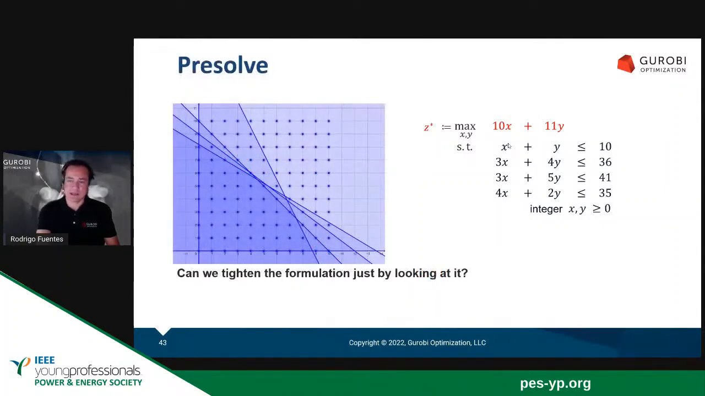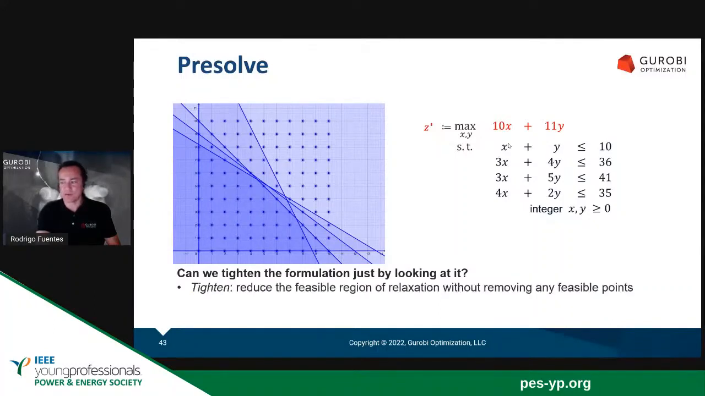Okay, so let's revisit this example. I'm going to talk about more things that are done within Gurobi to improve the solution of the problem. In this case, we're going to look at the presolve stage. First, we're going to look at this problem and see if we can tighten the formulation without removing any feasible points. Let's see if we can do that.